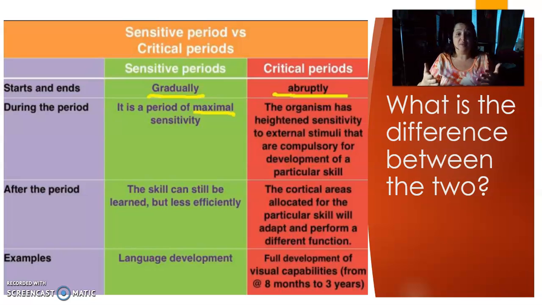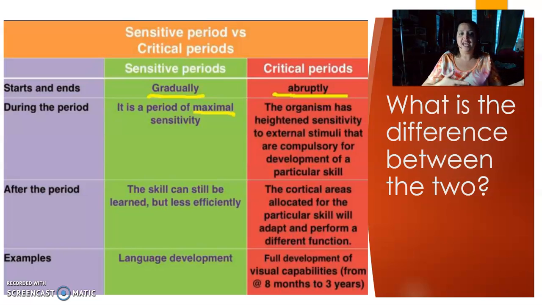For example, your development of your visual capabilities. From 8 months to 3 years, if you're not really able to use your eyes for some reason, maybe you have something called lazy eye where the eyes don't track like they should, you're going to struggle with visual capabilities the rest of your life if you don't get it in that period.